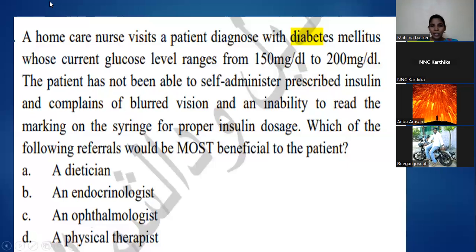A home care nurse visits a patient diagnosed with diabetes mellitus, whose current glucose is 150 to 200. I have told you already, community questions, half of them are from medical-surgical. So the home visit nurse is only going to the diabetic patient. The 150 to 200 mg is the level of glucose. The patient has not been able to self-administer prescribed insulin and complained of blurred vision and the inability to read the markings on the syringe for the proper insulin dosage. Which of the following referrals would be the most beneficial to the patient?